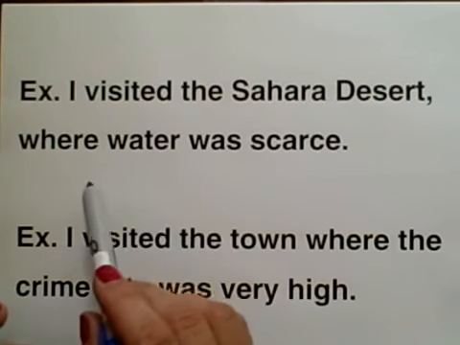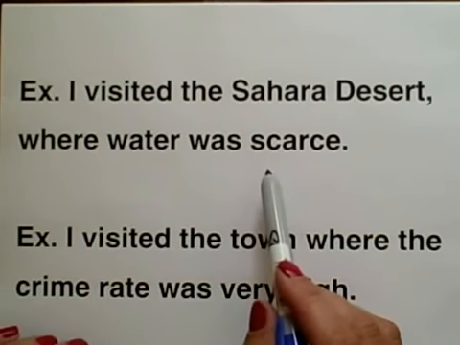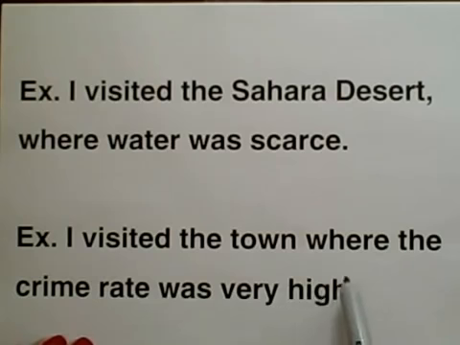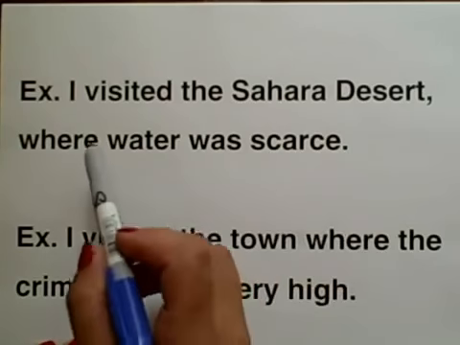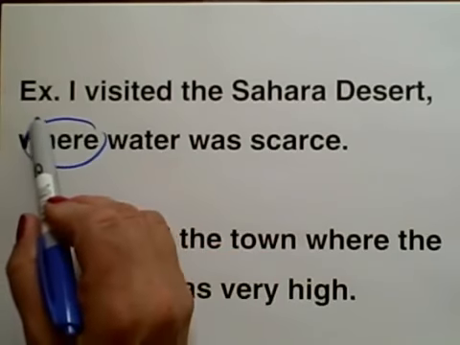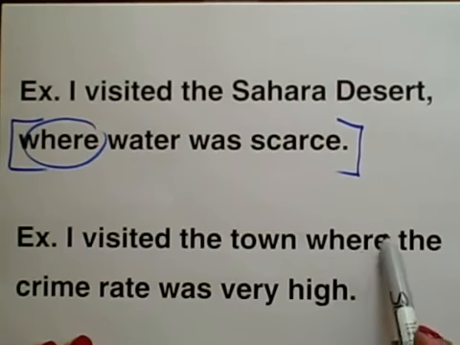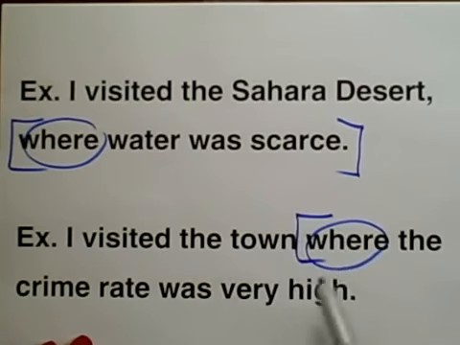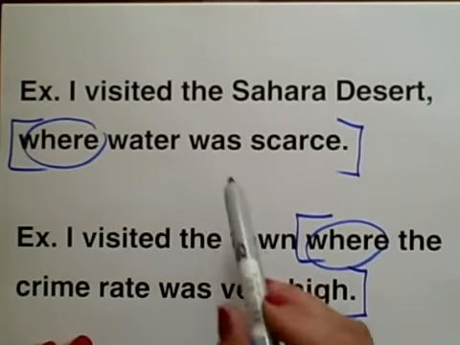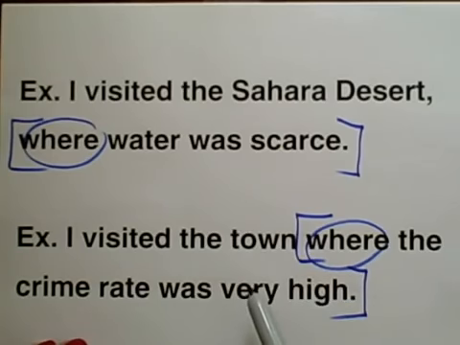I visited the Sahara Desert where water was scarce. And here, I visited the town where the crime rate was very high. Both of these sentences have adjective clauses. Say, trigger word, where water was scarce. The town, the same trigger word, where the crime rate was very high. So these are my subordinate clauses. Only one of them is essential, however.